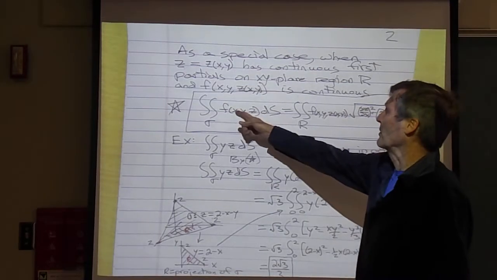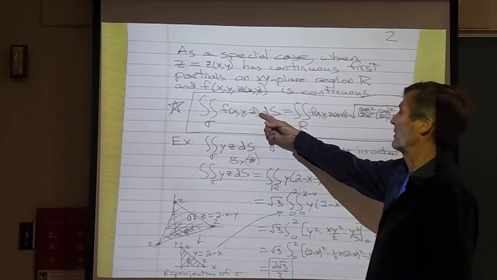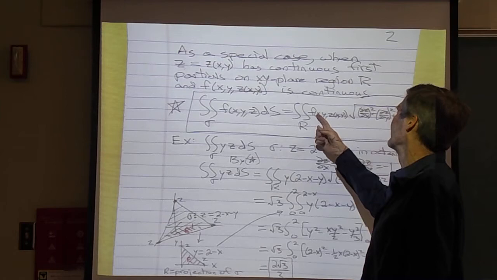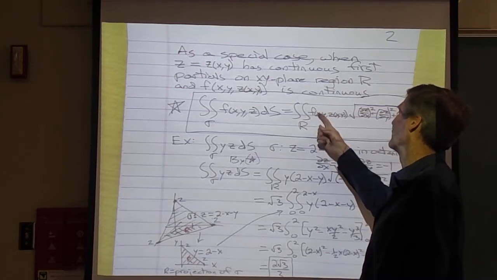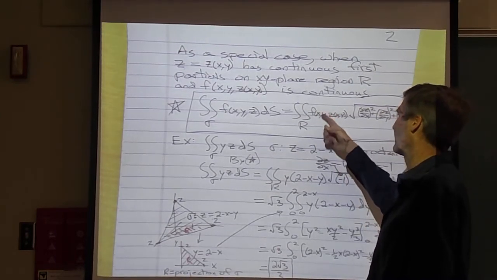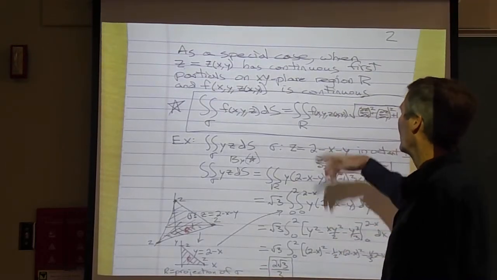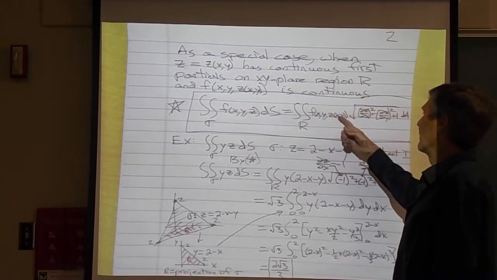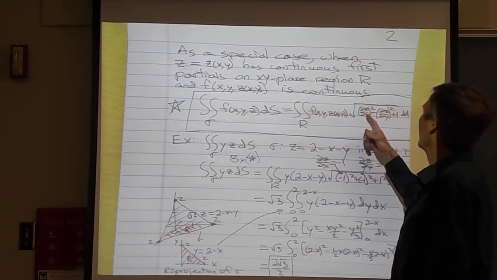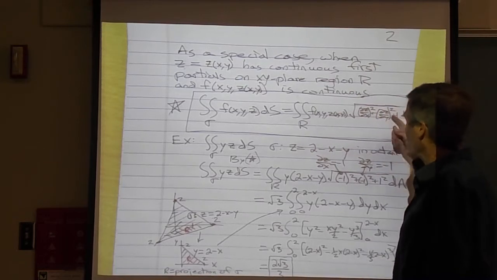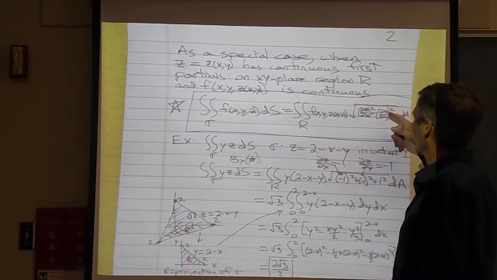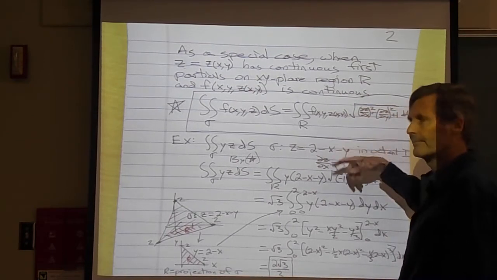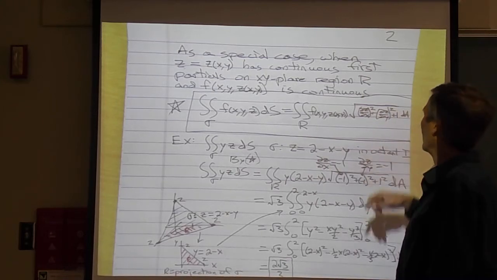Suppose x is equal to u, y is equal to v, and z is a function of x and y. Then this becomes, instead of writing x of uv, you can just write x because x is equal to u. Instead of writing y of uv, you can just write y because y is equal to v, and z of uv becomes z of xy. And then this length of the cross product, dr du cross dr dv, turns out to be this. You can see the book and work it out.